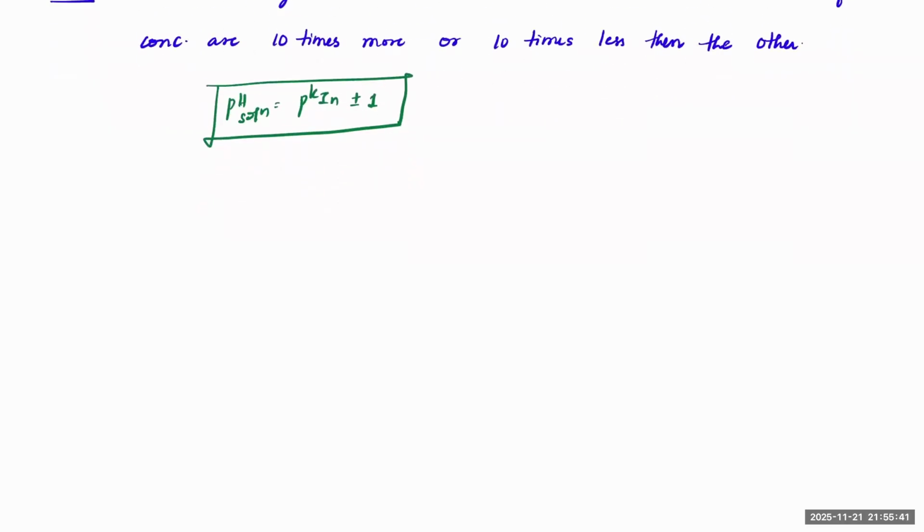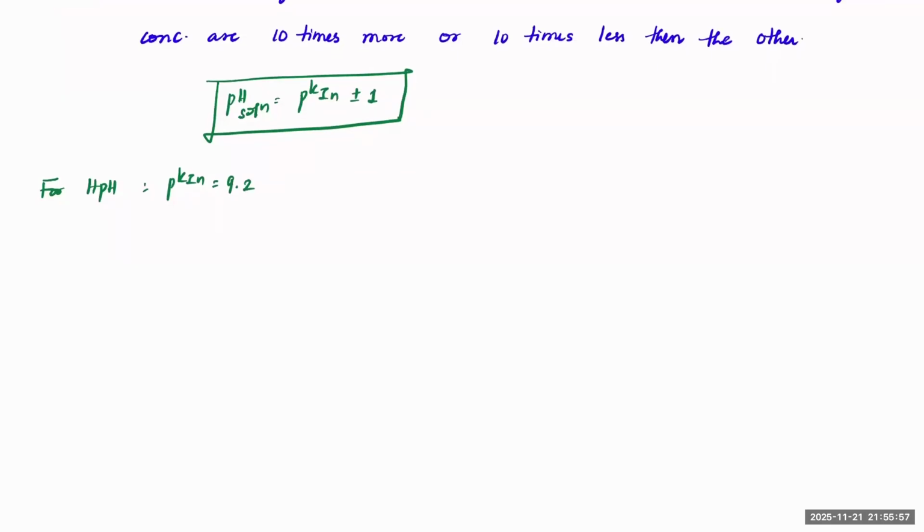For instance, when it comes to phenolphthalein, HPh, the pK in value is 9.2. What does this suggest? 9.2 का मतलब क्या है? Let's see. If this is a pH scale and somewhere we have 9.2 here, then we have 10.2 here, and then 8.2 here. Here we have 7.2. Here we have 11.2 and so on.